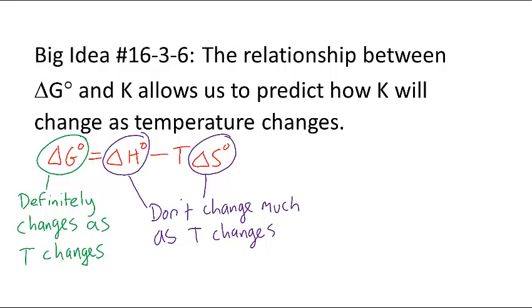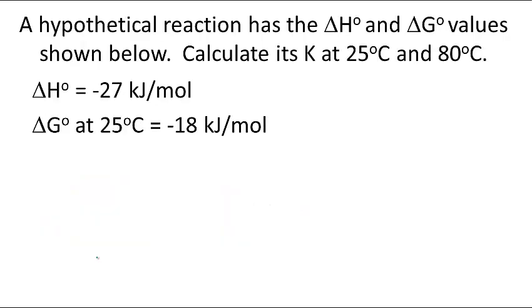All right. So, a slightly more complicated problem where you're going to have to apply these equations a few times is on the next slide. It says a hypothetical reaction has delta H and delta G values shown below. Calculate its K value at 25 degrees Celsius and its K value at 80 degrees Celsius. Key point is that delta G naught is not going to be the same at 80 degrees Celsius as it is at 25. So you can't just use delta G naught equals negative RT ln K twice. You gotta do a little more work for this one. So take some time and work that one out. Work with each other.